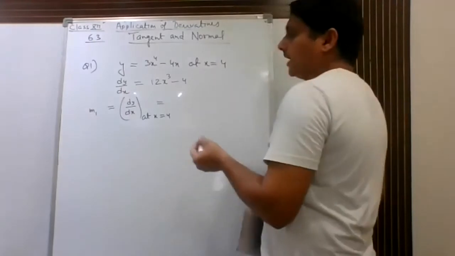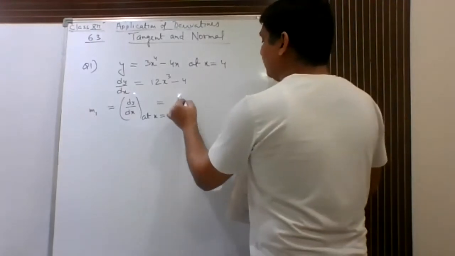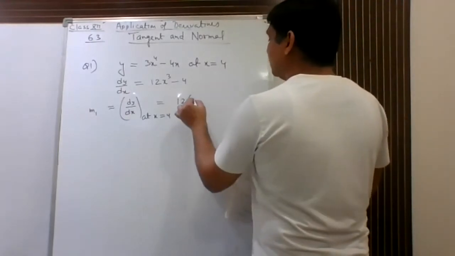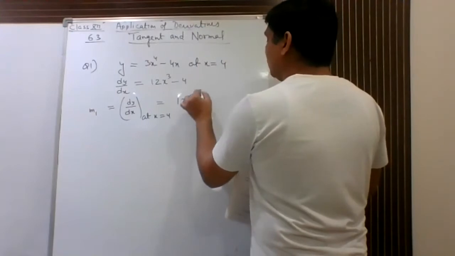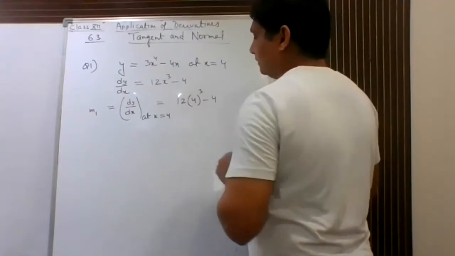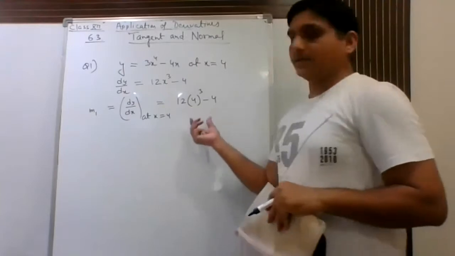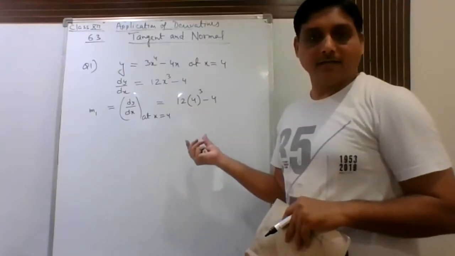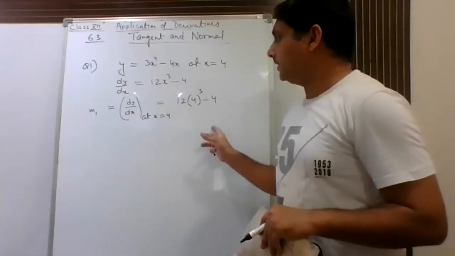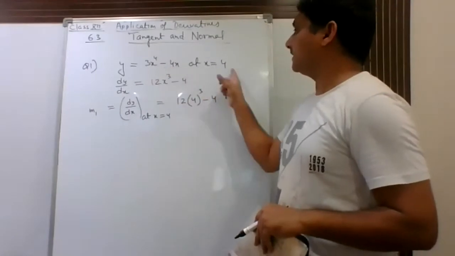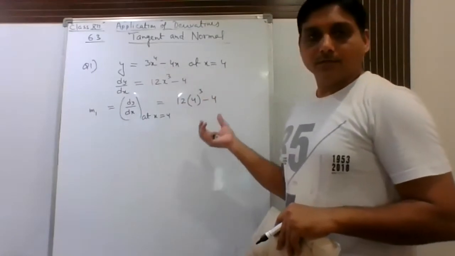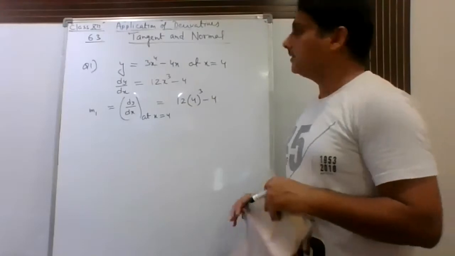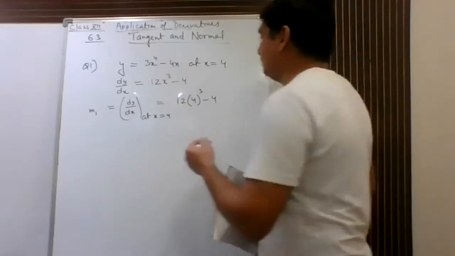So just do the calculation: 12 into 4 cubed minus 4. Just do the calculation and you will get the slope of the tangent for this curve at x equal to 4. This is question number 1. After that, let us start with the second question.